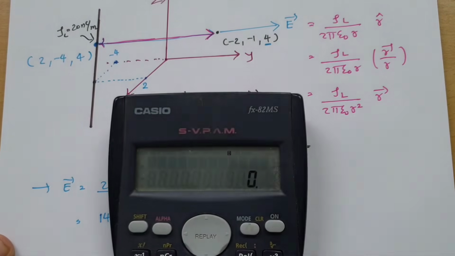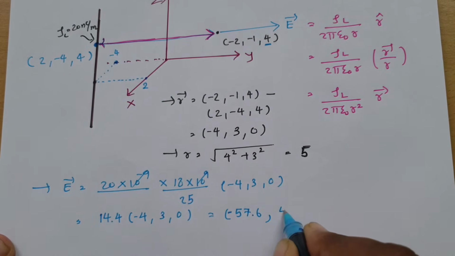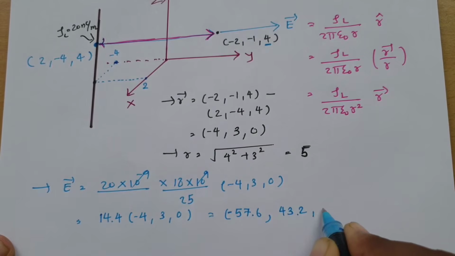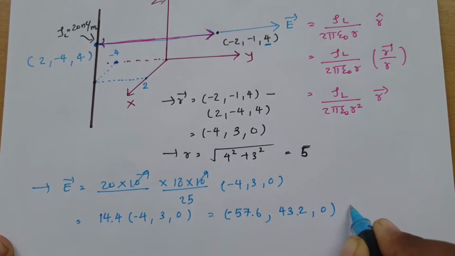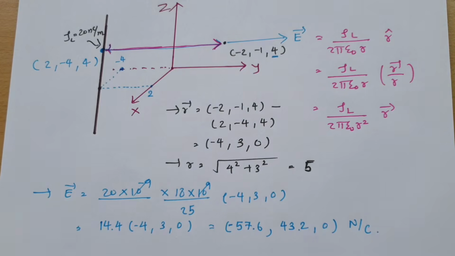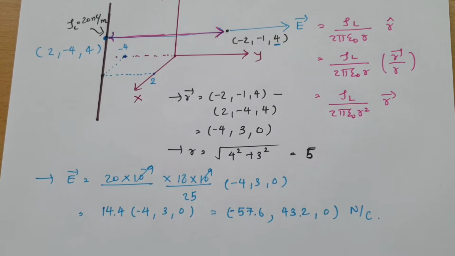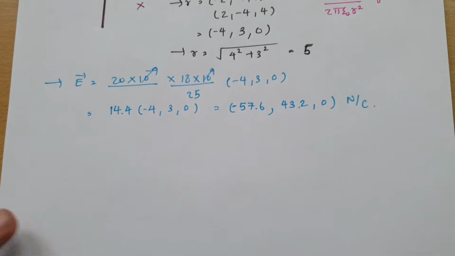And 14.4 into 3, so that is 43.2, 0. Electric field is Newton per Coulomb. See, this is how we can calculate electric field. So this is the basic thing which we need to focus on when we calculate electric field due to line charge. Let us have one more problem, so it will be a bit easier.